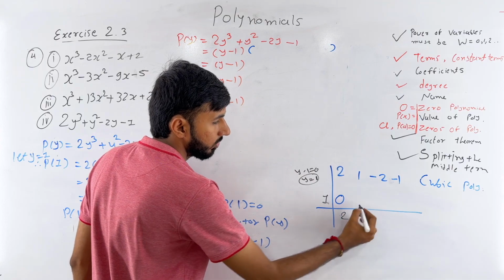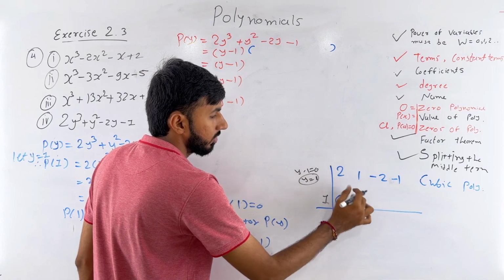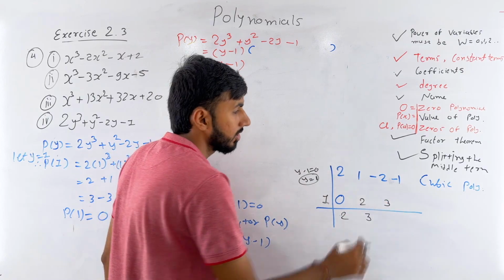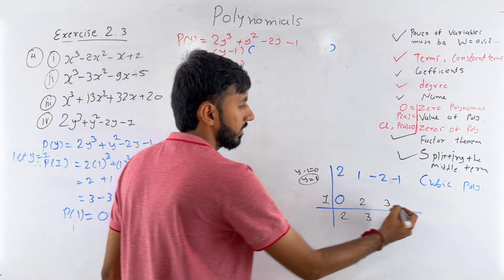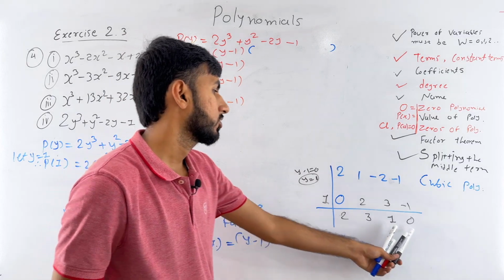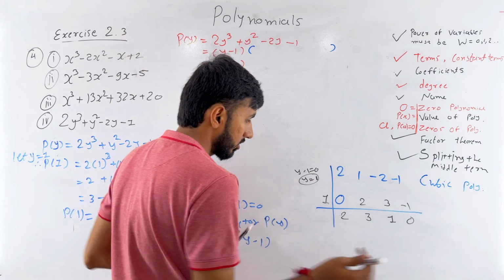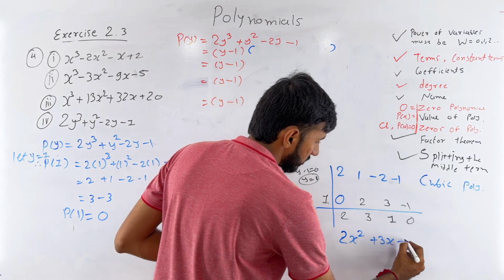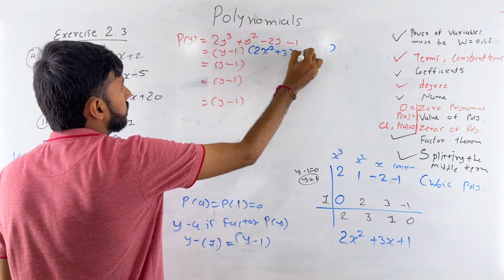Now do multiplication of 2 and 1. Right answer here, 1 multiplied by 2 will be 2. Now 1 plus 2 will be 3. So 3 multiplied by 1 will be again 3. Minus 2 plus 3 will be plus 1. Now 1 multiplied by 1 will be 1, minus 1, so here I have to write 0. Right? This is the remainder and these three are the coefficients of the quadratic polynomial. So my quadratic polynomial will be 2x square plus 3x plus 1. Very easy, right? 2x square plus 3x plus 1 here.